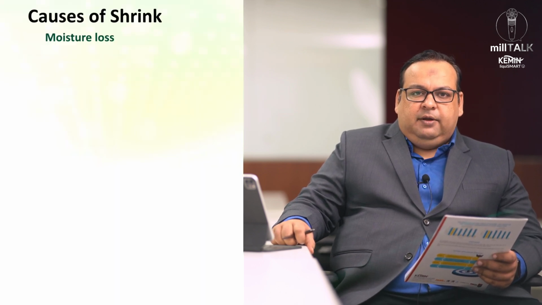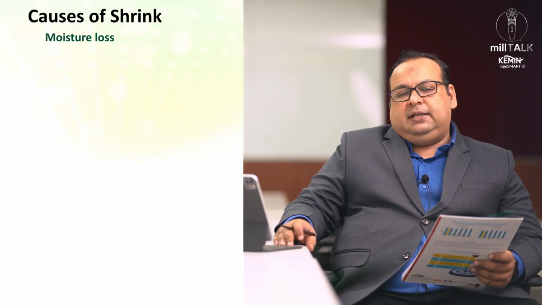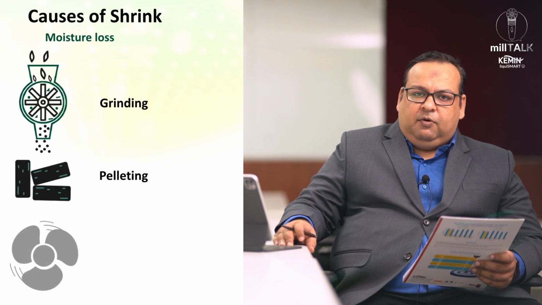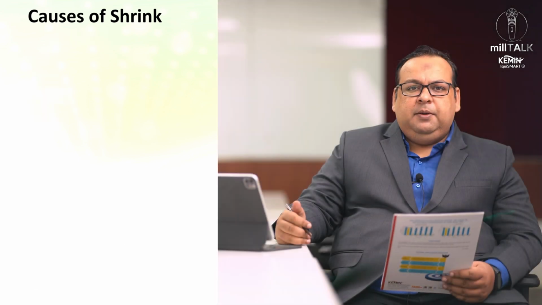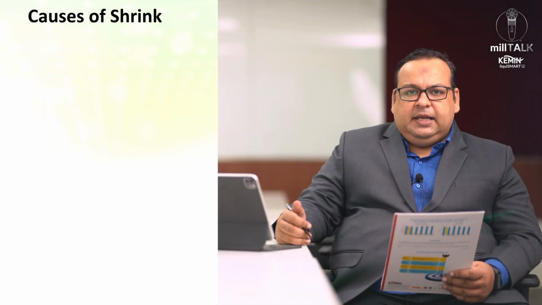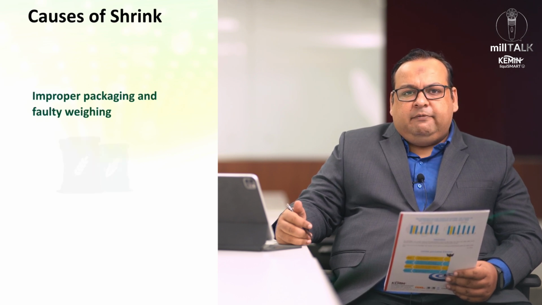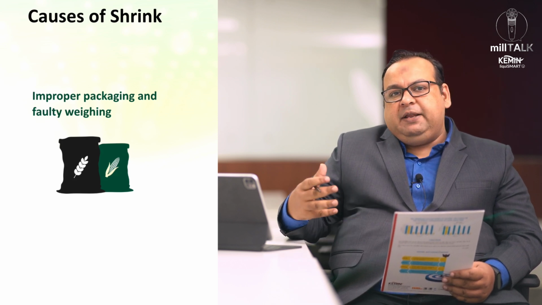There are mainly three causes of shrinkage. First is moisture loss. In the milling process, moisture loss at the time of grinding, pelleting and cooling causes shrinkage loss. Improper packaging and weighing is another very good example of shrinkage loss. Sometimes we overfill the bag, and sometimes a faulty weighing machine causes shrinkage.